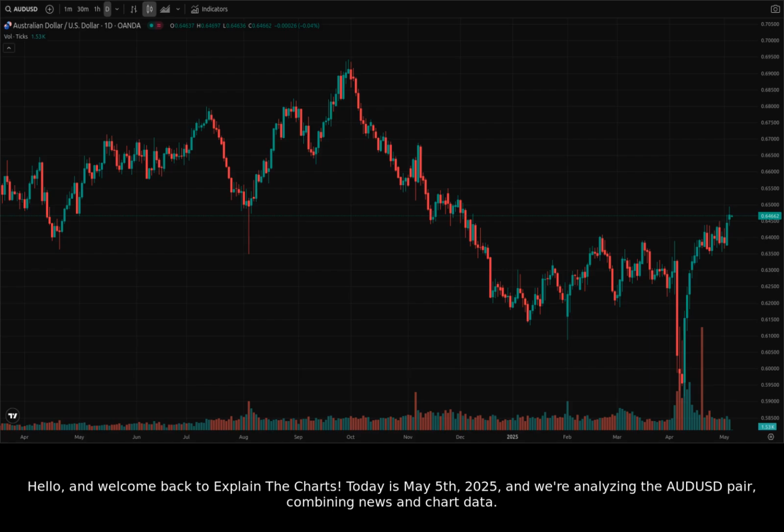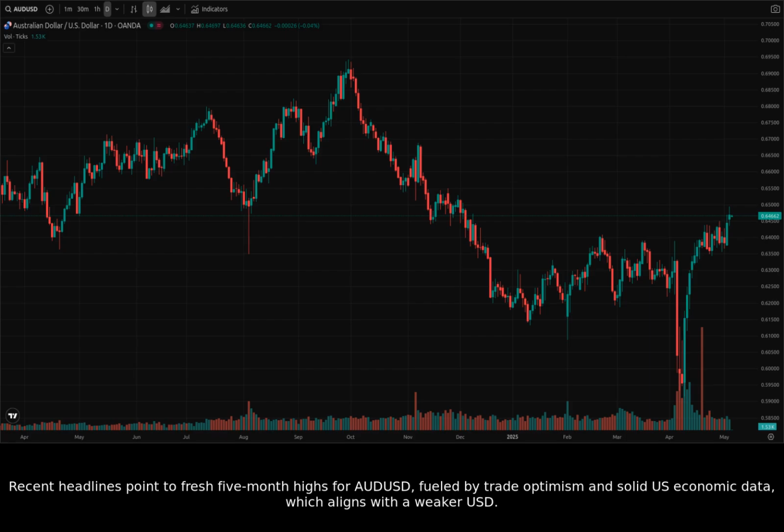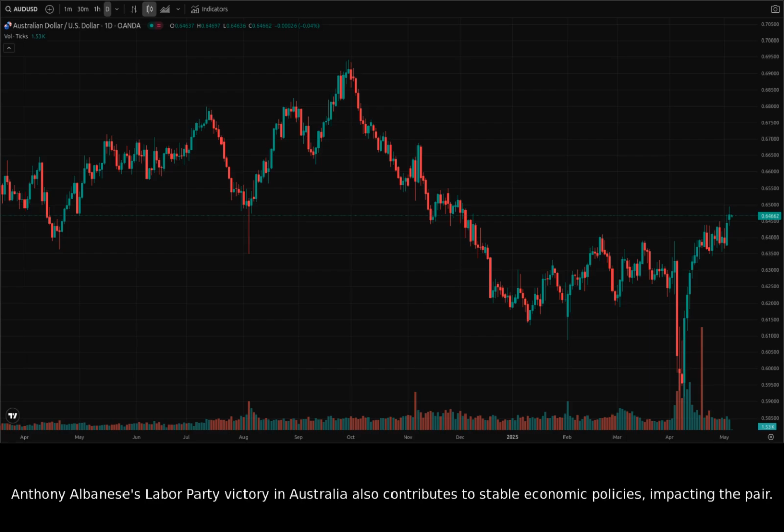Today is May 5th, 2025, and we're analyzing the AUDUSD pair, combining news and chart data. Recent headlines point to fresh 5-month highs for AUDUSD, fueled by trade optimism and solid U.S. economic data, which aligns with a weaker USD. Anthony Albanese's Labour Party victory in Australia also contributes to stable economic policies, impacting the pair.